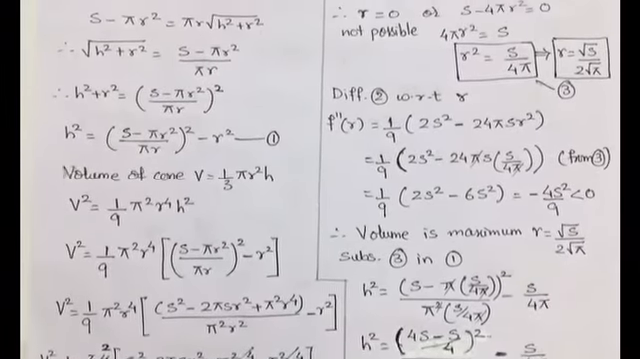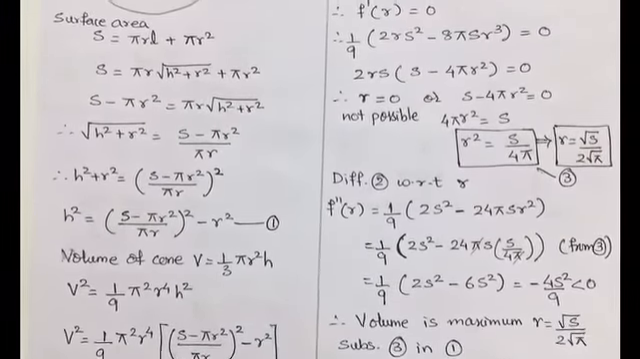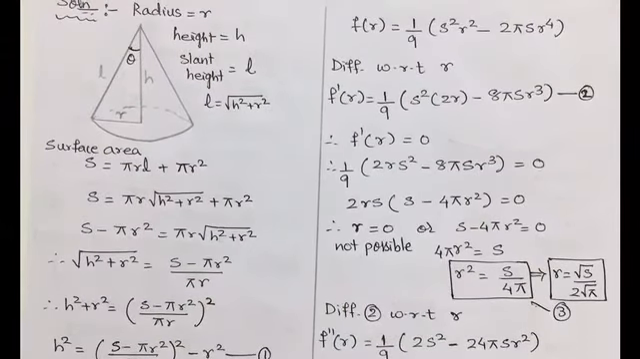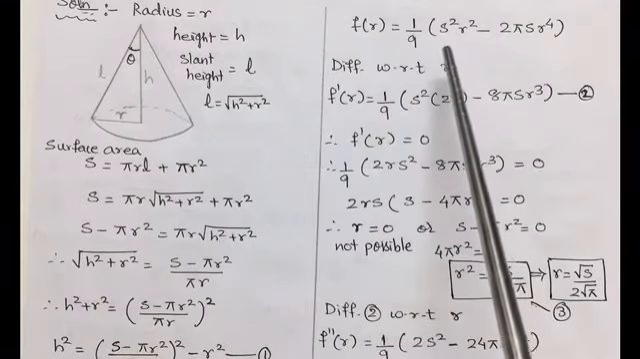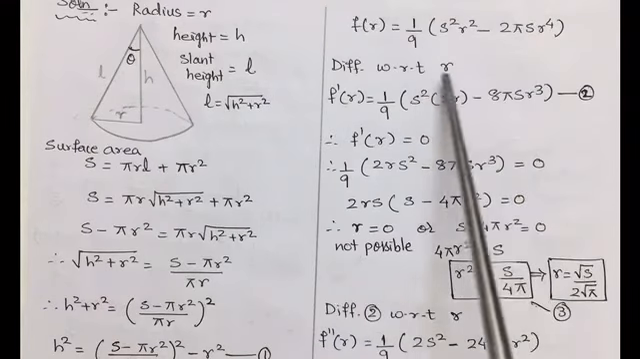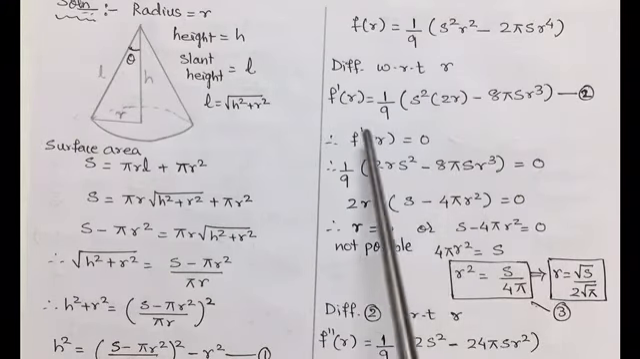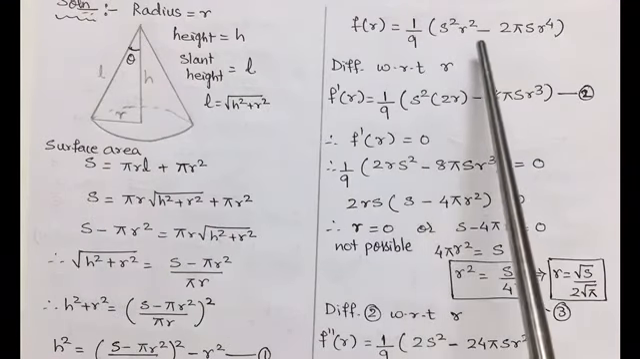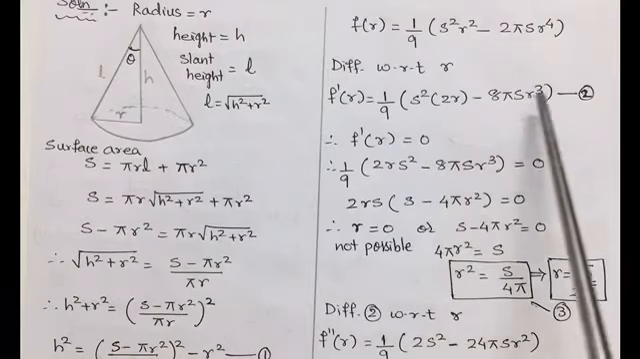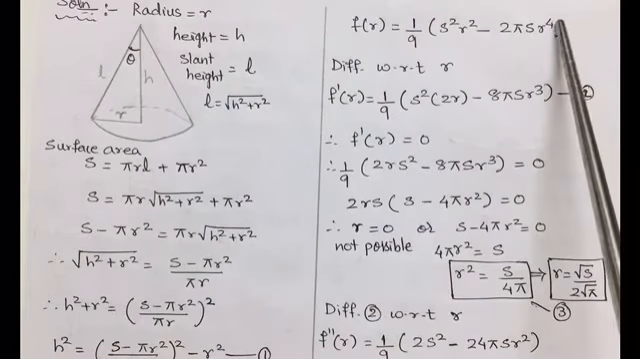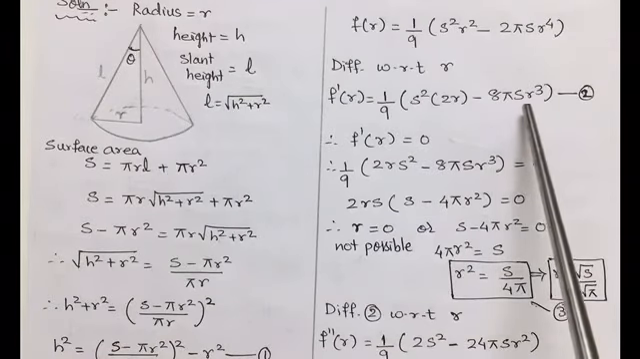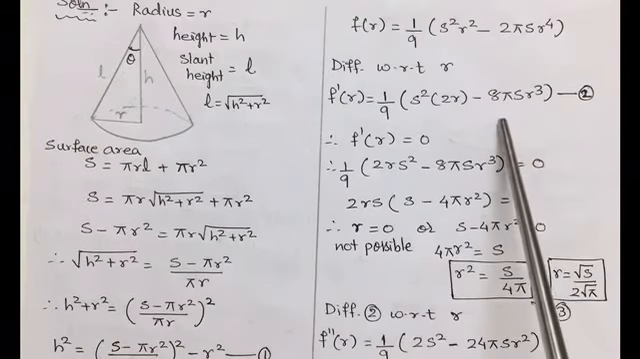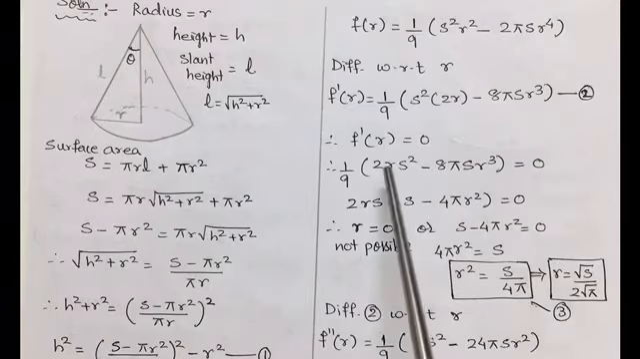Now taking up V square as f(R) for the differentiation with respect to R. So f dash R we get 1 by 9 as it is. Derivative of R square is 2R. Derivative of R raised to 4 makes it 4R cube. So 4 into 2 makes it 8 pi S R cube.